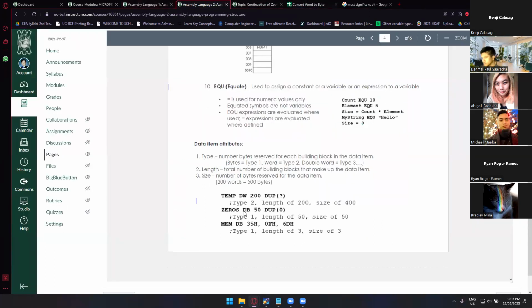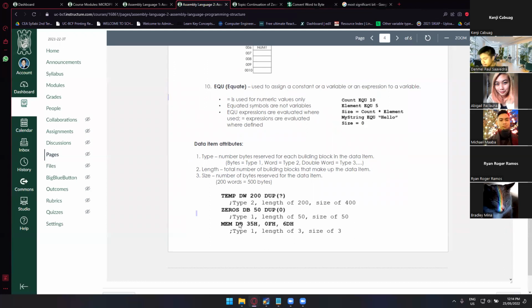And then the next one is now in DB. Okay, so 0s DB. So DB is type 1, or byte is type 1. And then this one has a length of 50, and the size of 50 also, since it's already in bytes. You don't need to multiply or convert this one anymore.